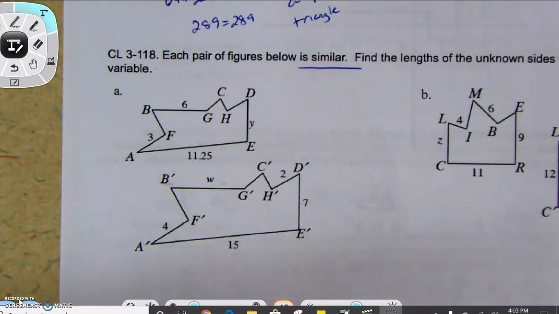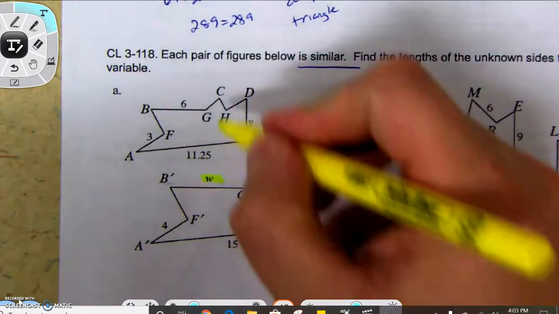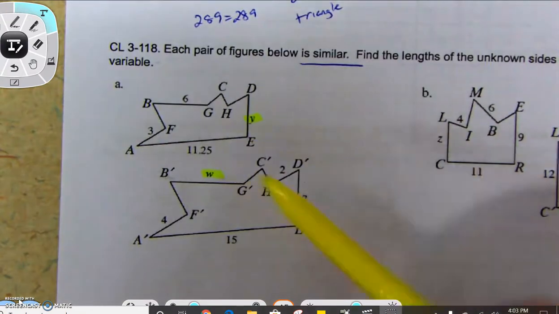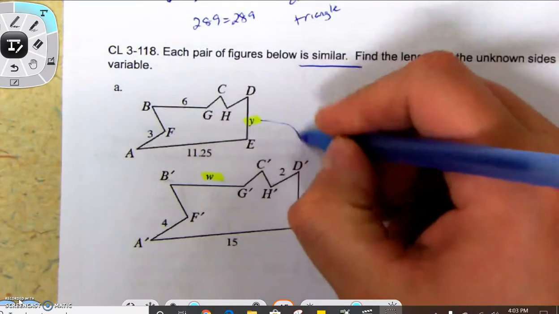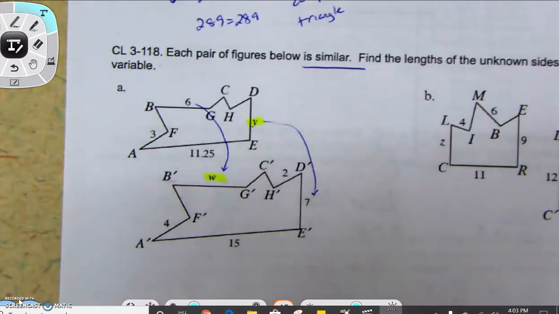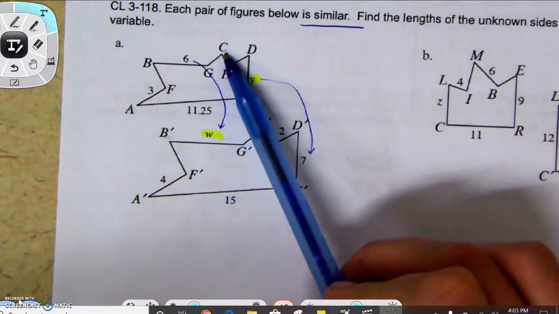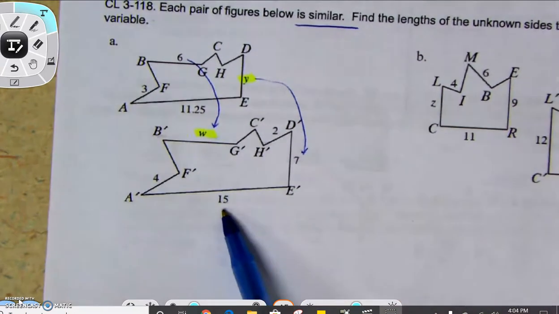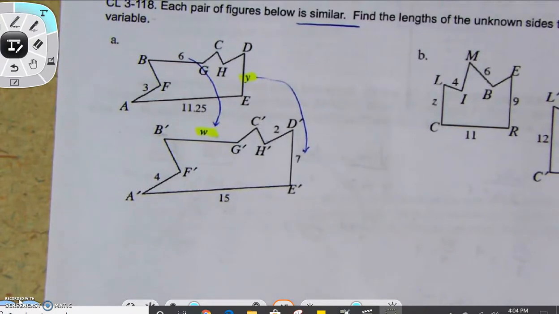If we look at what we need to find, the unknown sides, I need to find W. I also need to find Y. So it looks like just those two for that particular shape. I know that Y is going to correspond with 7. I also know that the 6 is going to correspond with W. So I need to figure out which sides correspond with things that I have. The 2 doesn't have anything. Yes, the 11.25 has the 15, but I also have this 3 and 4 that go together, so I'd rather use 3 and 4 than the decimals.